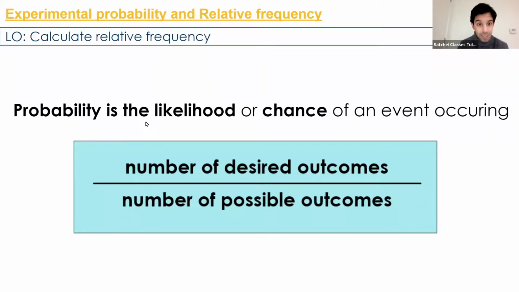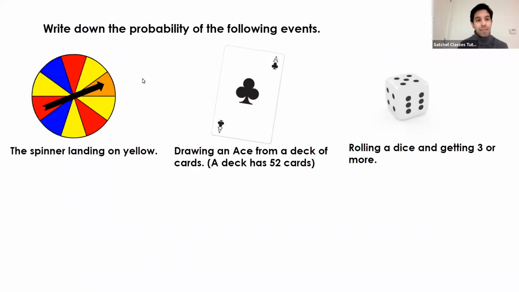Now, probability itself is the likelihood or the chance of an event occurring. And to calculate probability, we can think about the number of desired outcomes divided by the number of possible outcomes. We'll do some examples to get our head around what we mean by probability. Over here it says write down the probability of the following events. So, the spinner landing on yellow.